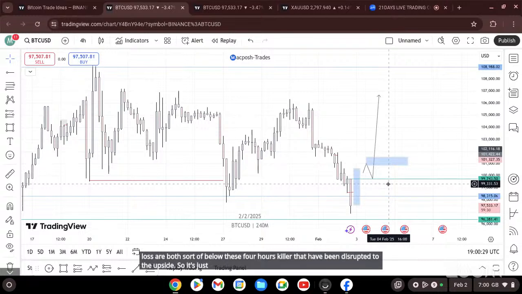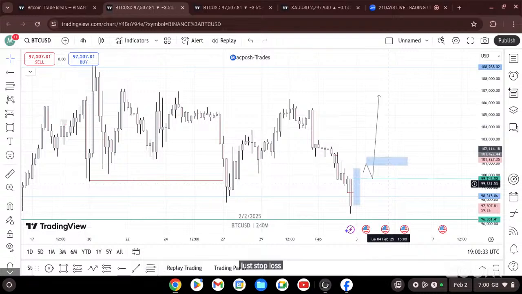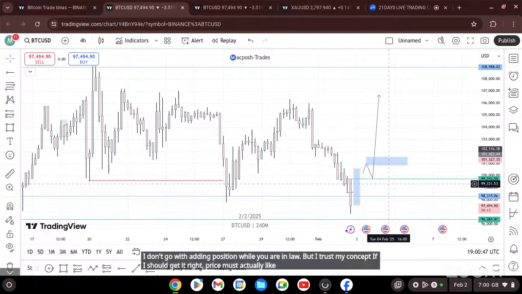If I'm risking 2% of my account, it's just stop loss or take profit. I don't go with break even. I don't go with adding position while I am in loss. But I trust my concept. If I get it right, price must tap to it and take off.